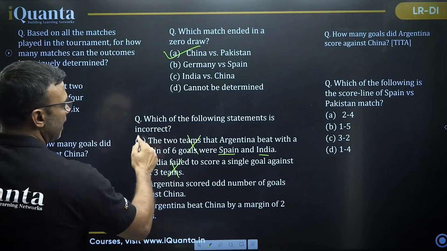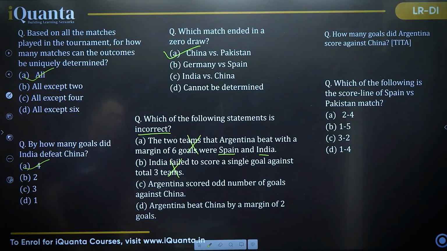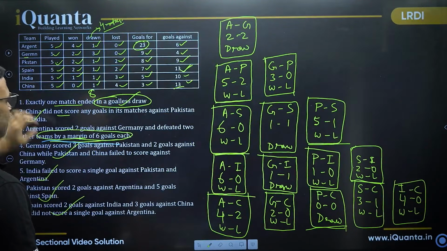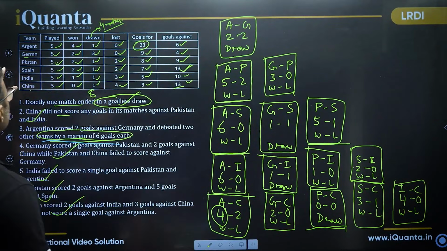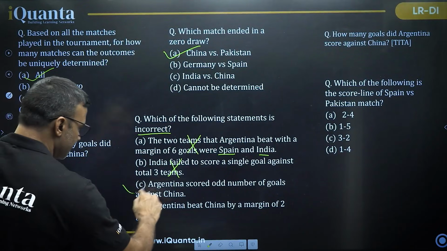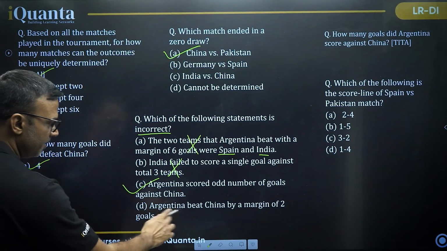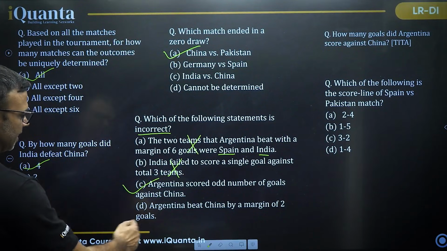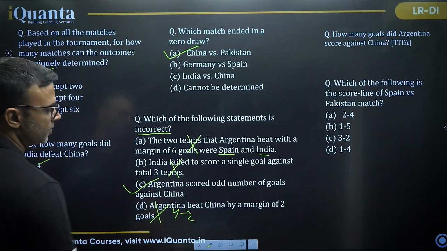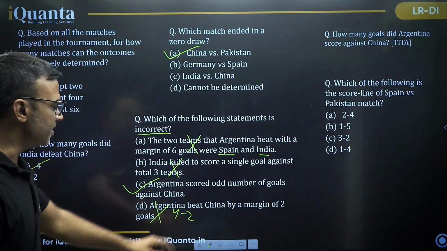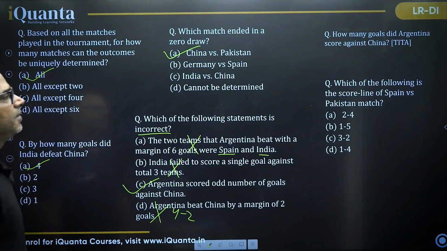You want the incorrect one. Argentina scored an odd number of goals against China. Oh, this is even. So this means this is the answer to the question. Argentina beat China by a margin of 2 goals. Yes, that's correct, so this cannot be the answer, because 4-2 is the score. So China lost by a margin of 2 goals. All right, very good. Next one.